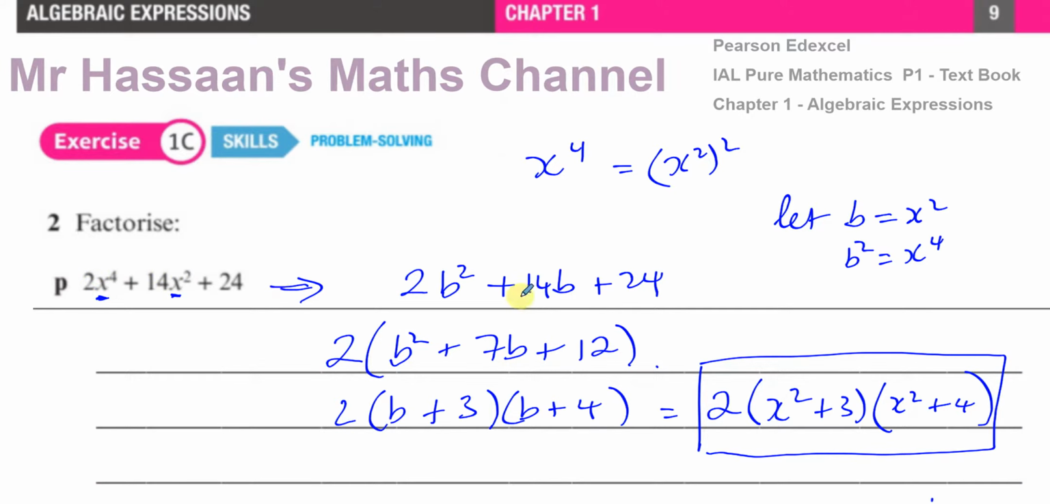You can convert it into a quadratic, and this is one way of doing it by saying let b be x squared. So you replace x squared with b, and then that means that x to the power 4 can be replaced with b squared, making it into a familiar type of quadratic. And then in the end, don't forget to replace the b with x squared, and that's our answer. So I hope that's clear.